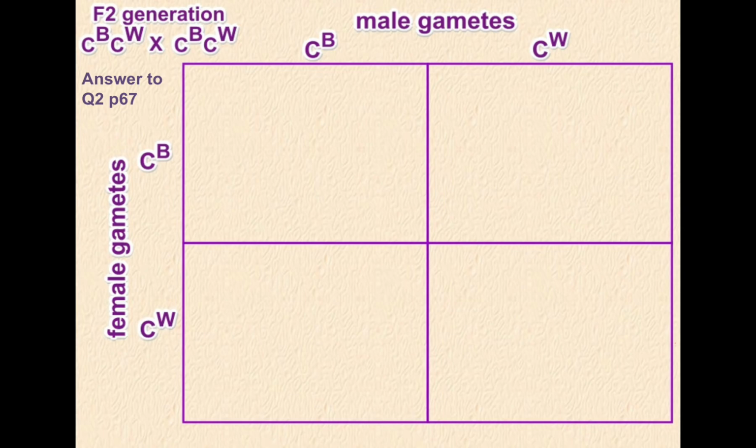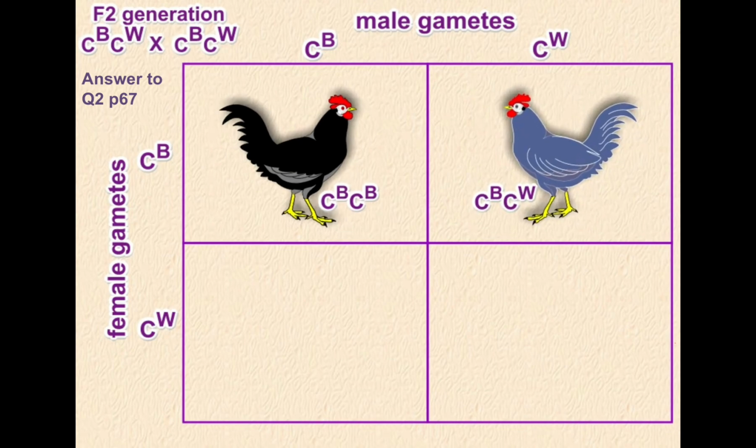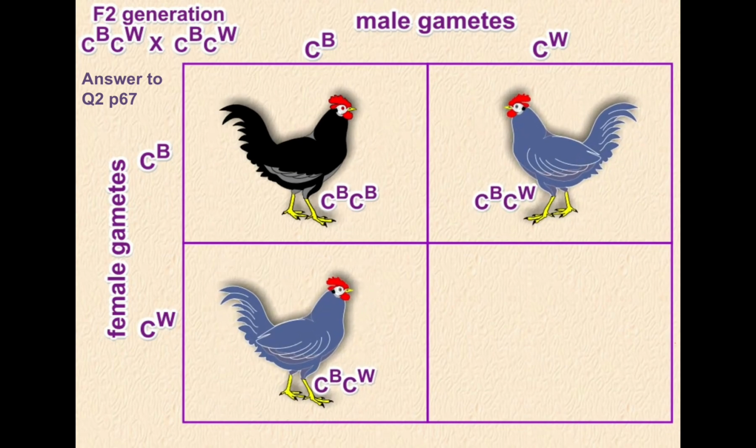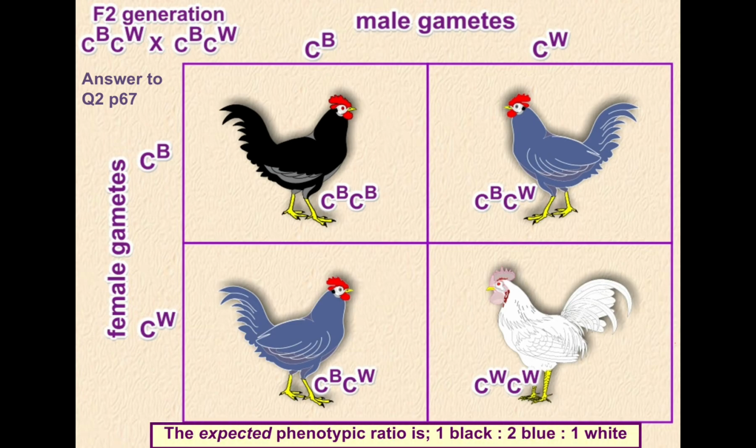If two of the black genes come together, we result in a black fowl. If one of each comes together, in these two cases here, we end up with a blue fowl. And if the two whites come together, we end up with a white fowl. Again, we get this 1 to 2 to 1 ratio. This is an expected phenotype ratio for this scenario.